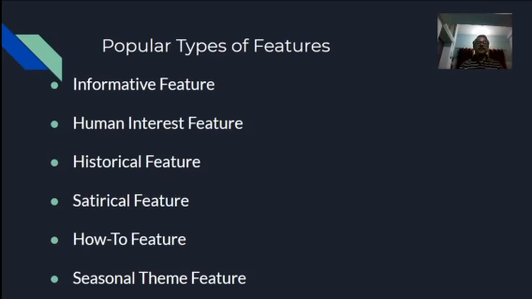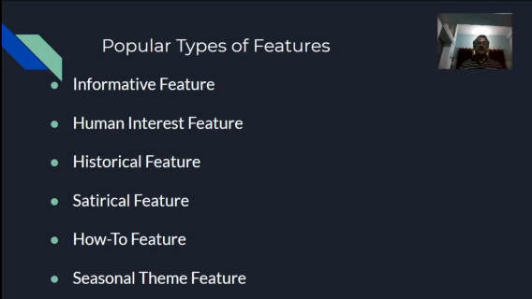Human interest features will have different stories about typical human interest that newspapers and news magazines think will target their crowd. Historical features will have information about a dynasty or a historical place. Remember that we must stick to the facts. The historical feature will give complete importance to the facts that are there.